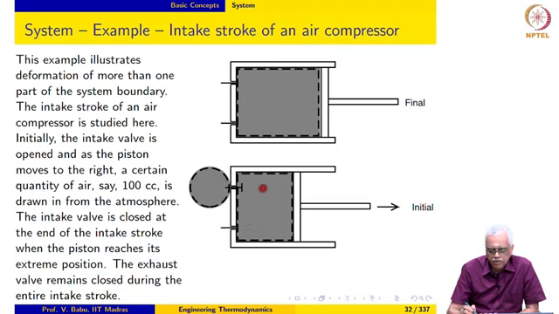And the important thing here is that in contrast to the other examples, here two parts of the system boundary deform during the process. This part of the system boundary deforms and shrinks as the process takes place, and this part of the system boundary expands as the process takes place, as the piston moves to the right. Okay. So, the piston moves to the right here. So, this part of the system boundary expands.